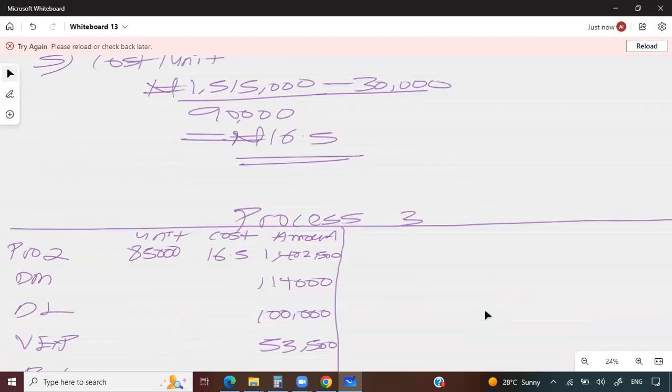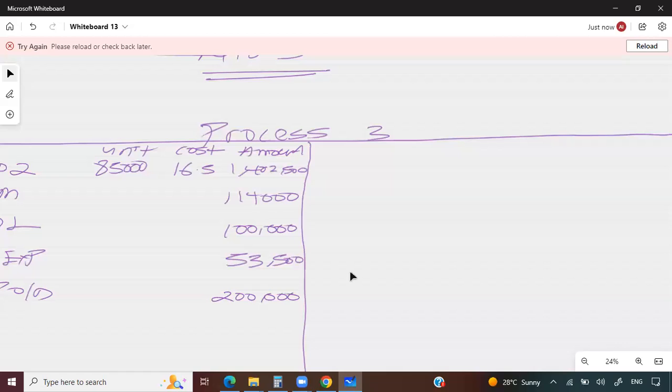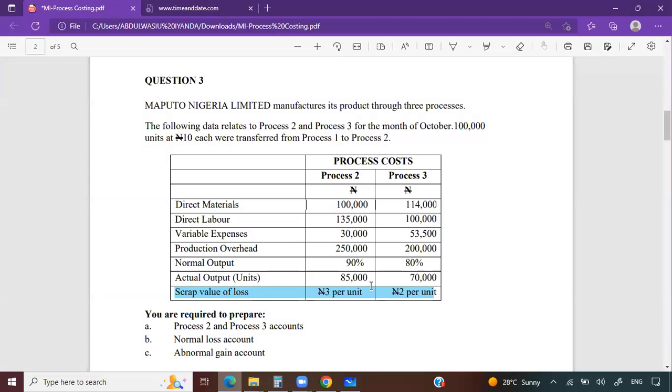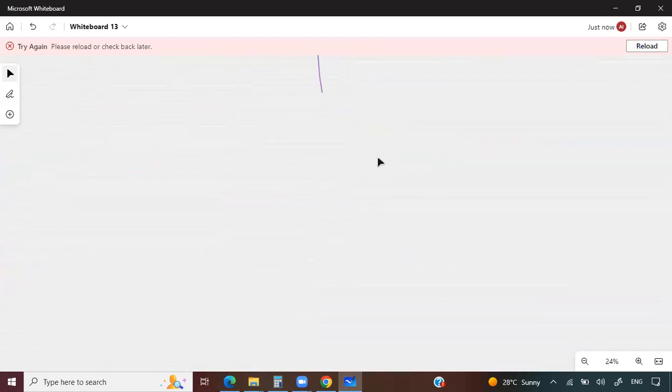Okay. So now let's look at it again. We are also in this process given that there's a normal output of 80%. That means that the normal loss here is 20%.